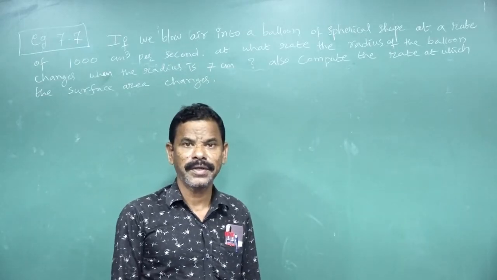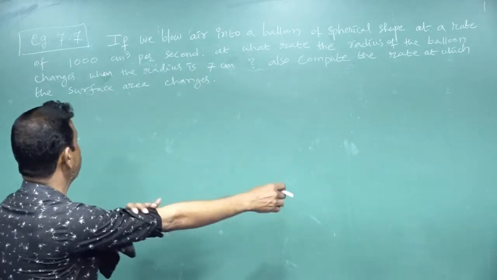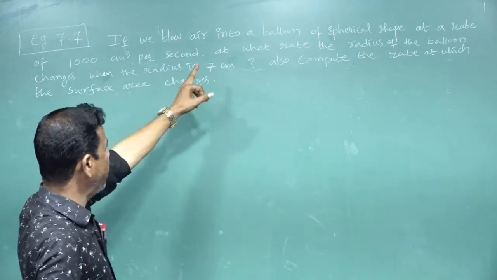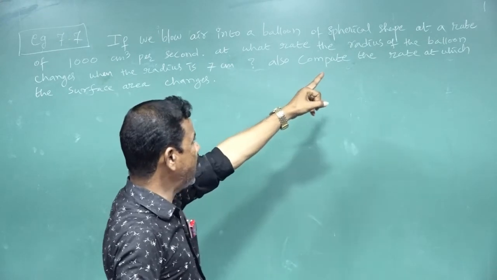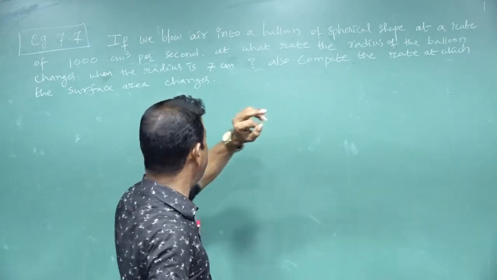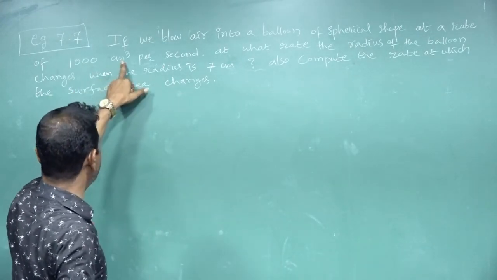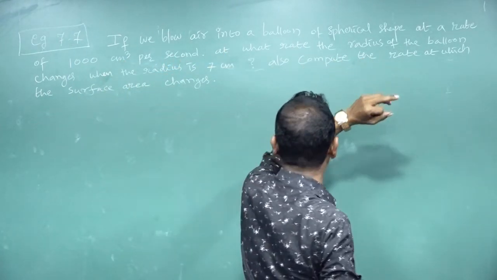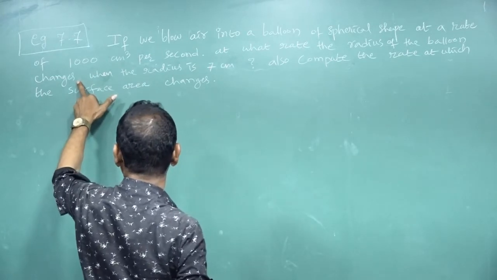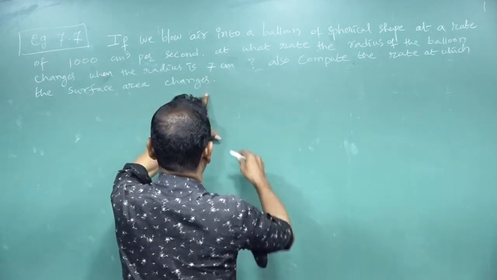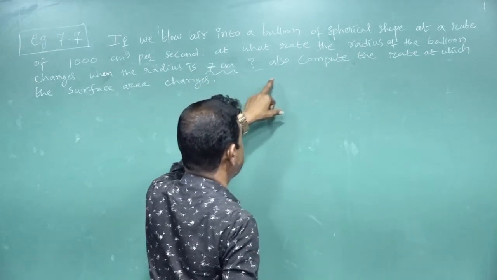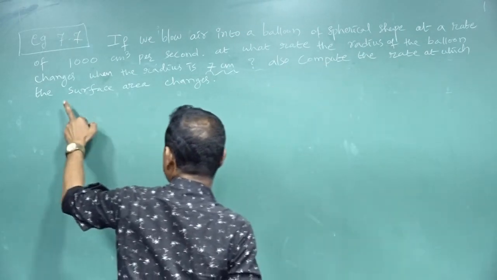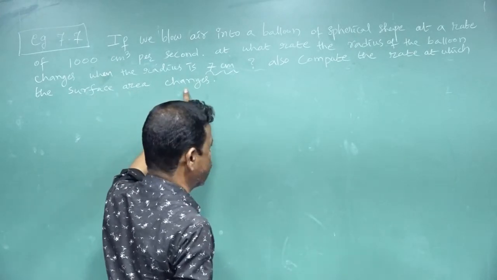Example 7.7. If we blow air into a balloon of spherical shape at a rate of 1000 centimeter cube per second, at what rate does the radius of the balloon change when the radius is 7 centimeters? Also compute the rate at which the surface area changes.